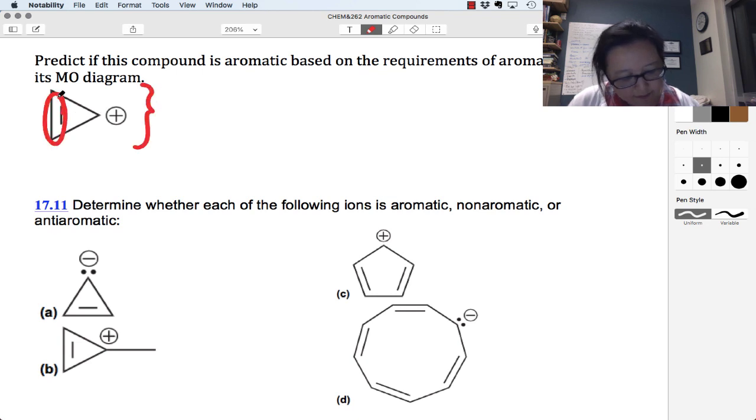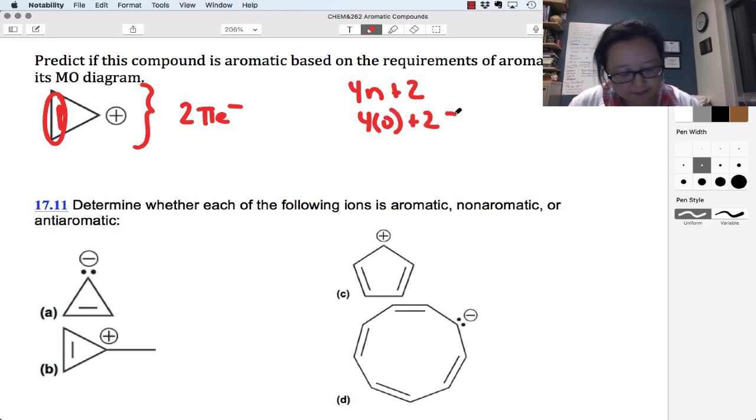I think we just see that one double bond right here, so that pi bond. So that's 2 pi electrons. So just ask yourself, is that a Hückel number? And it is, because if n equals 0, then 2 pi electrons is a Hückel number.